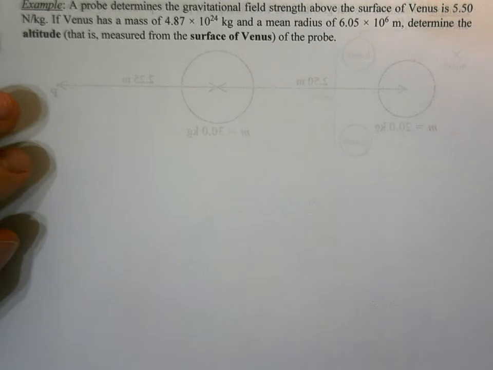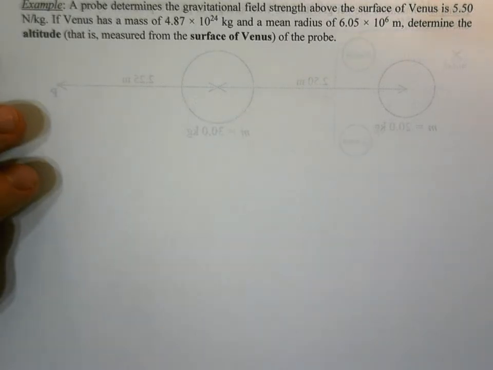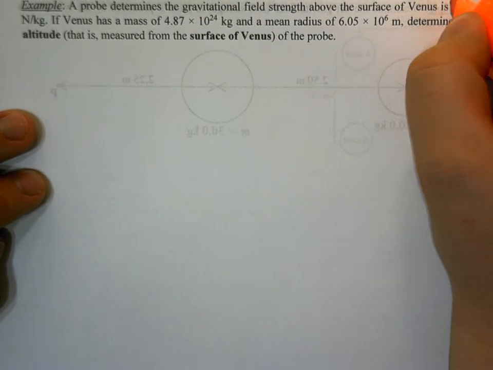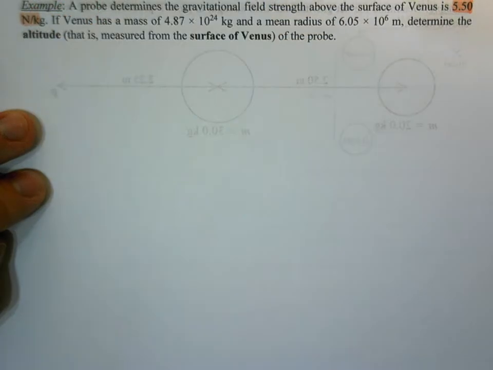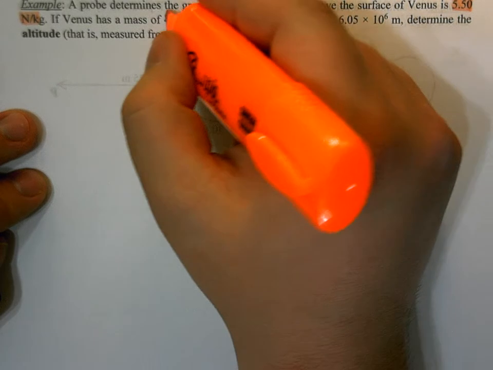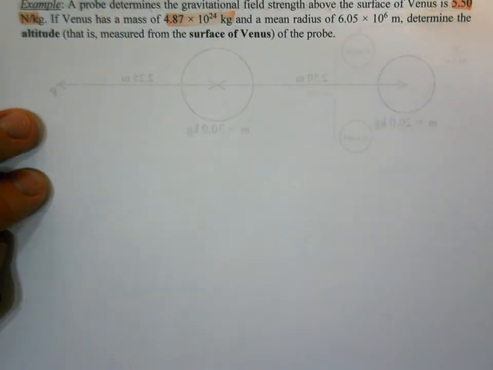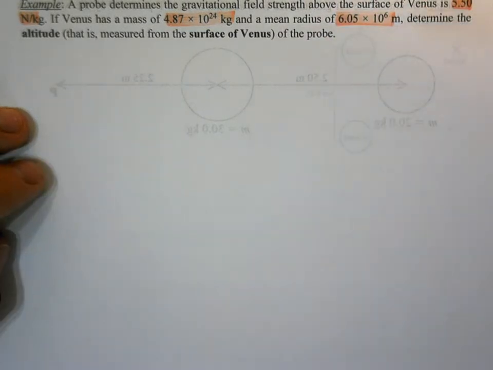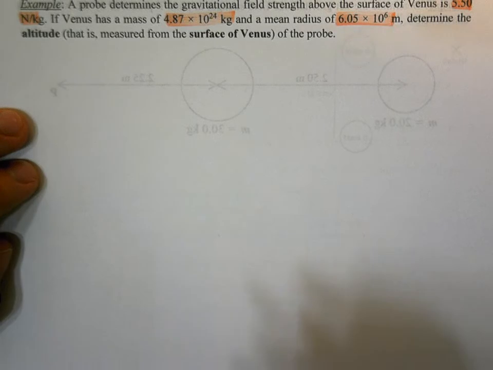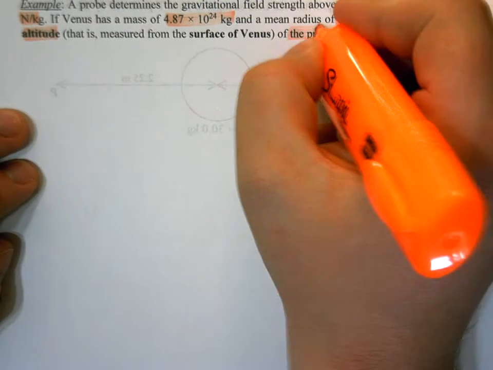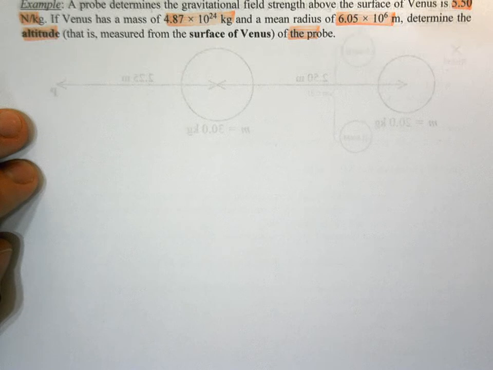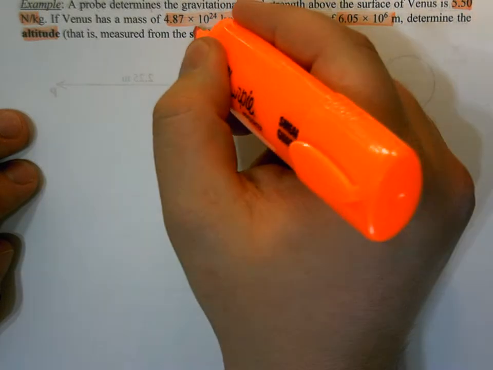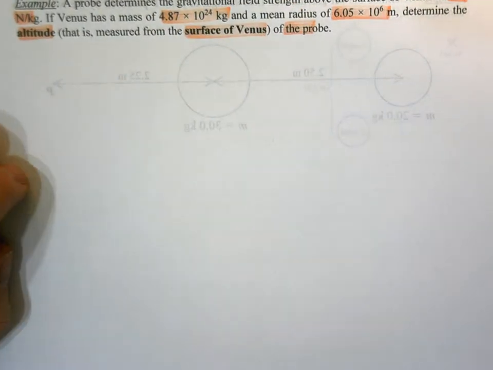So we got a probe. It's going to determine the gravitational field strength above the surface of Venus. It's about 5.50 newtons per kilogram. So we're given Venus's mass. It's 4.87 times 10 to the 24 kilograms. And it also has a mean radius about 6.05 times 10 to the 6 meters. So we would like to determine the altitude of the probe. And by altitude, this is measured from the surface of Venus.